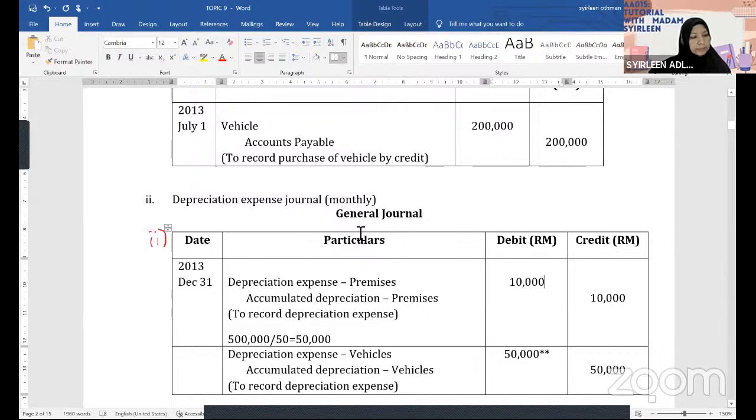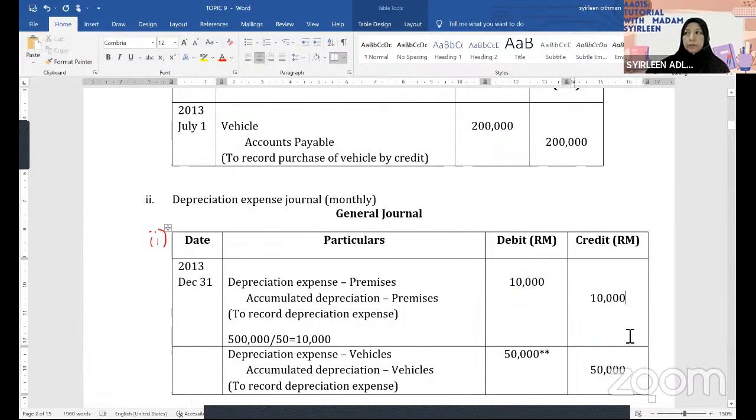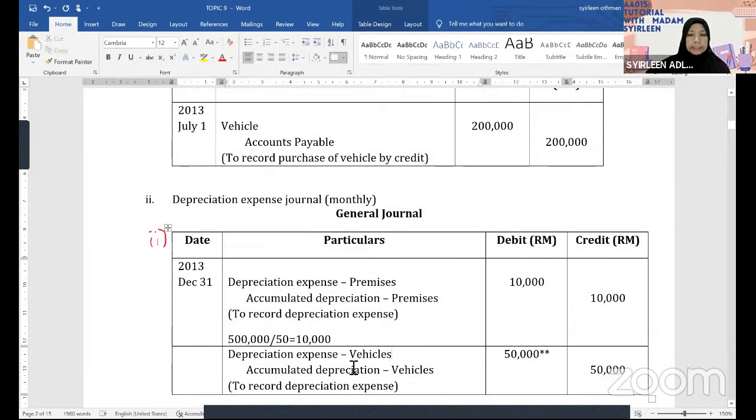Okay, alright. So now kita akan catat, okay, that is 500,000. Okay, divide by 50. So that will be 10,000 ringgit. Okay, so that's why you have here the amount is 10,000 ringgit. Okay, all right. So itu untuk the first asset. Okay, asset yang kedua kita akan catat ialah vehicles.